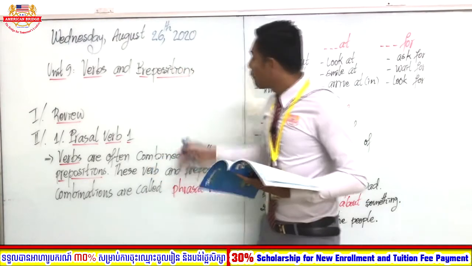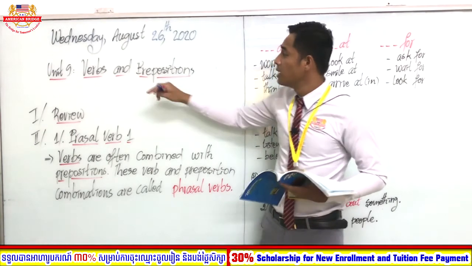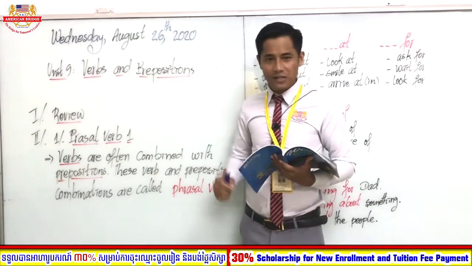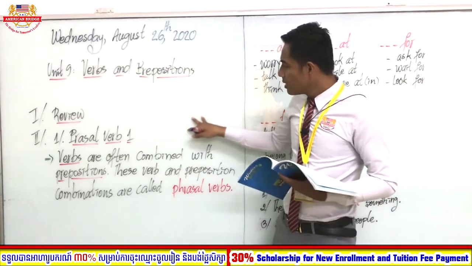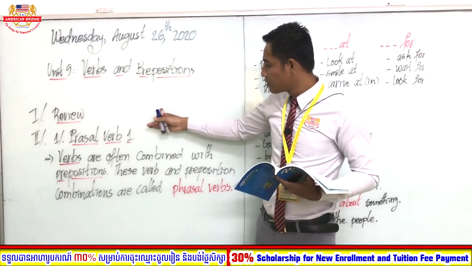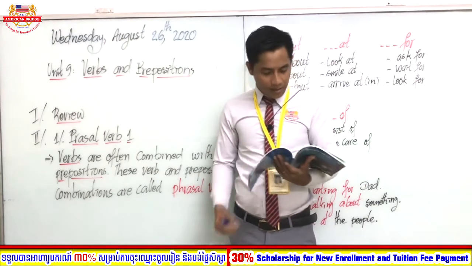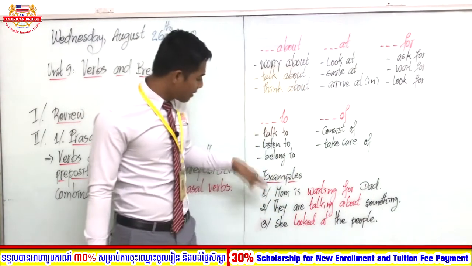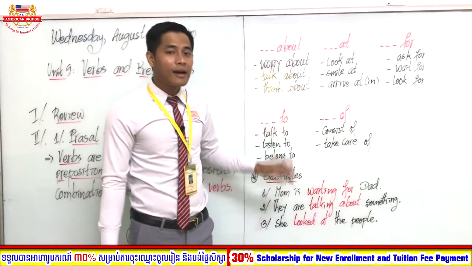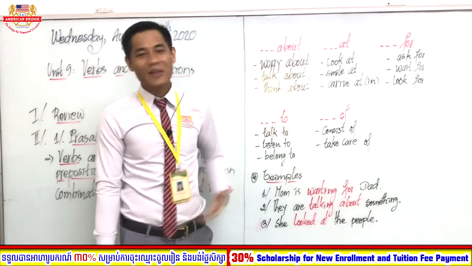Good. The lesson for today is Unit 9, verbs and prepositions. Verb plus preposition is called a phrasal verb. So you will learn again about phrasal verbs. For part 1, phrasal verb 1, you will know clearly about phrasal verbs and some phrasal verbs as well. And in the end, teacher has some examples for you to make sure that you can remember and understand this point. Okay, thank you so much.